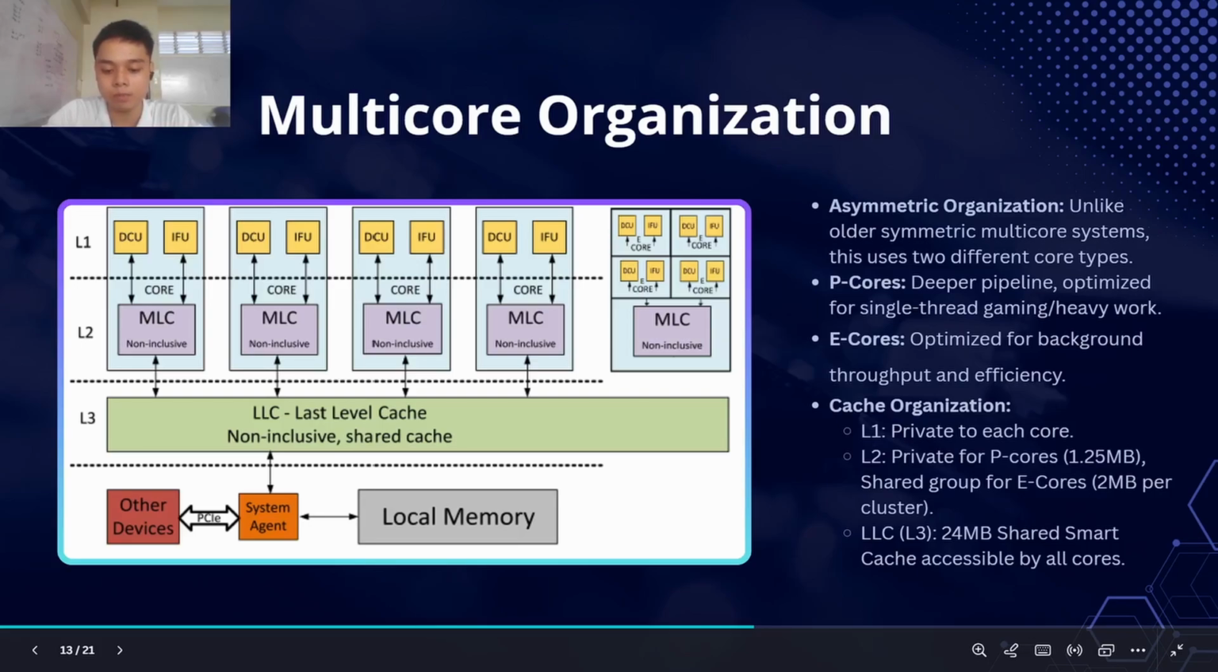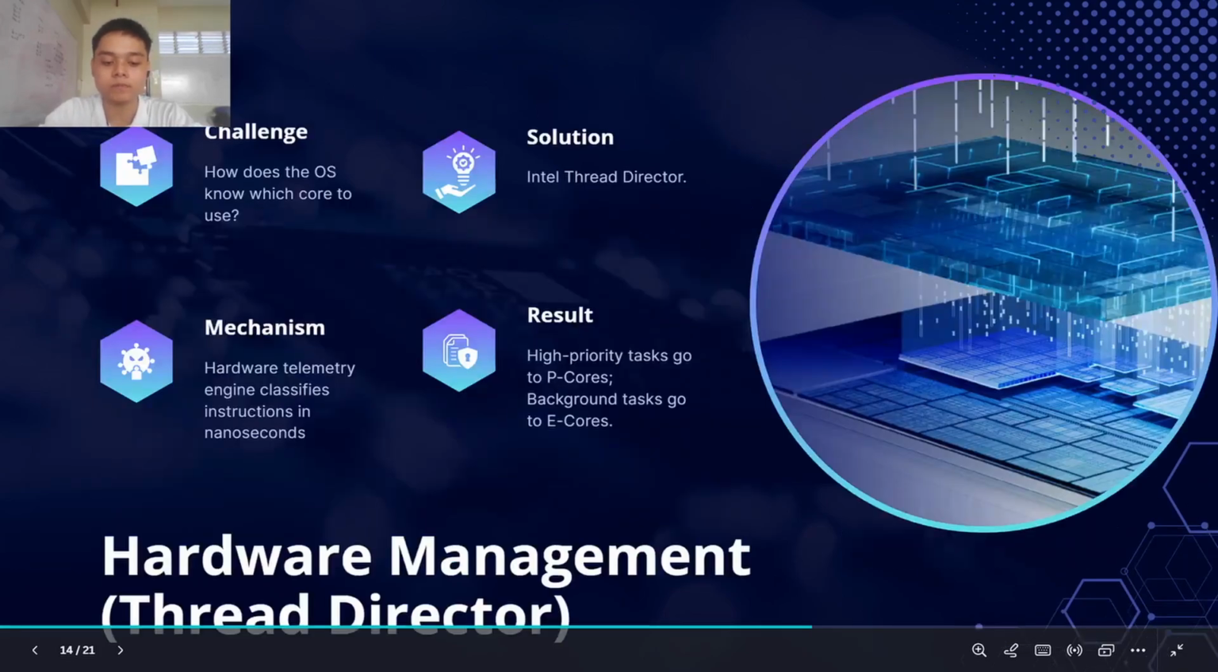The shared cache at the bottom has a 24 MB last level cache that is shared dynamically across all cores and the graphics engine, minimizing latency and maximizing data availability.